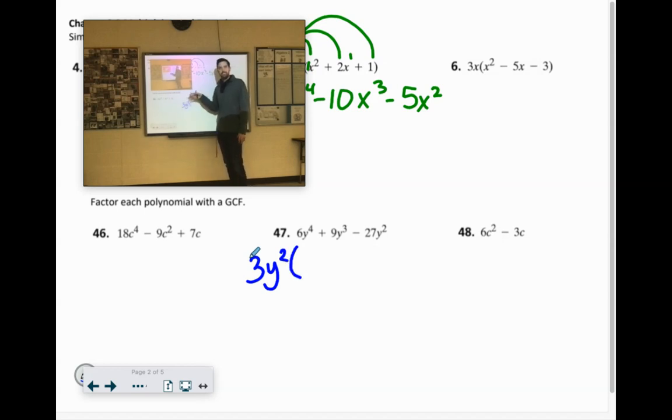So we're basically dividing all three of these terms by 3y to the second. Or you can kind of think of it like a fill in the blank. We're saying 3 times something gives me 6. And that's 3 times 2. I have y to the second power. I need y to the fourth. So I need 2 more y's. So 3y squared times 2y squared gives us 6y to the fourth.